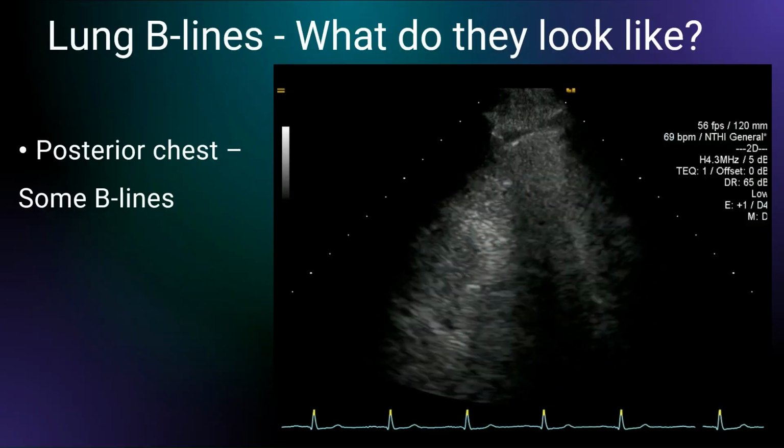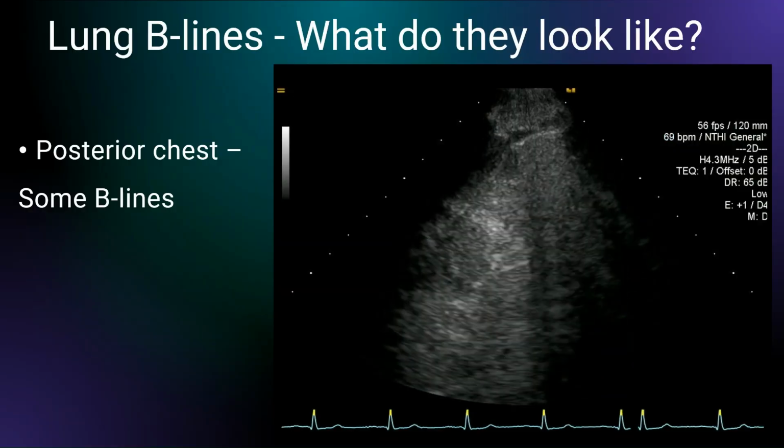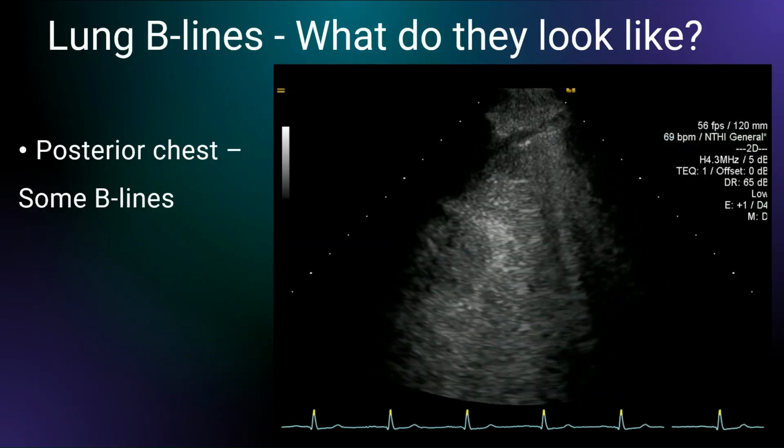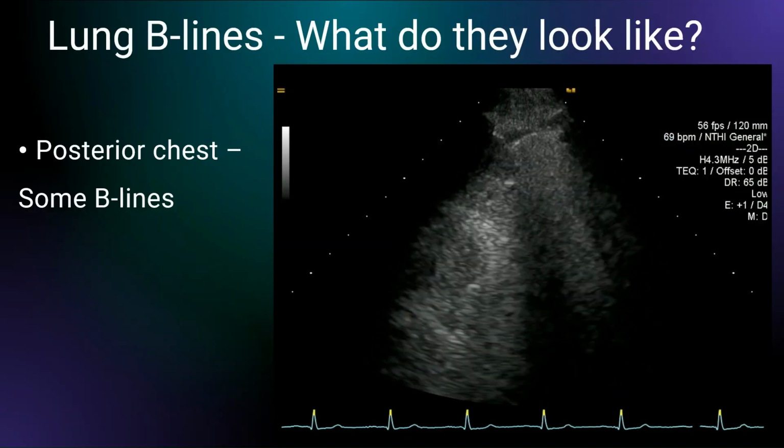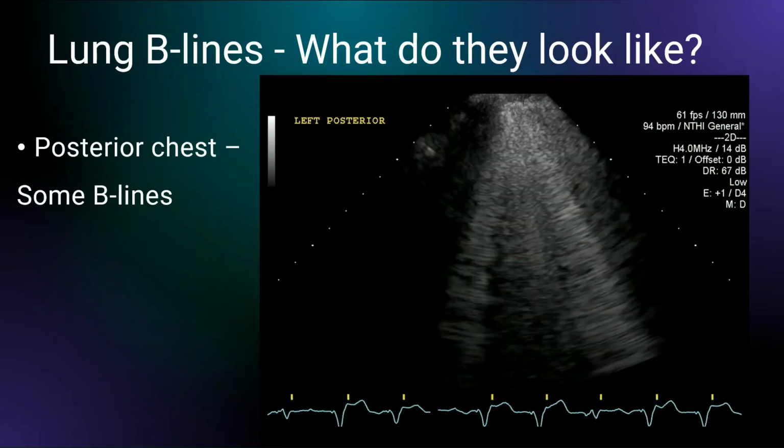This is actually looking from behind again. So again, we've got the diaphragm relatively in the middle as the lungs move down across as they go from right to left in the picture. And there's just a few little B lines mixed into the lungs that can be seen there.